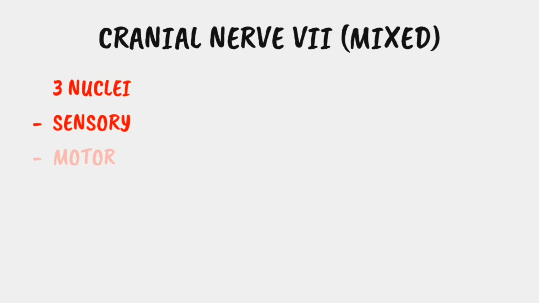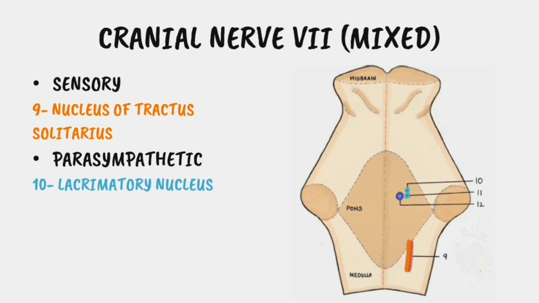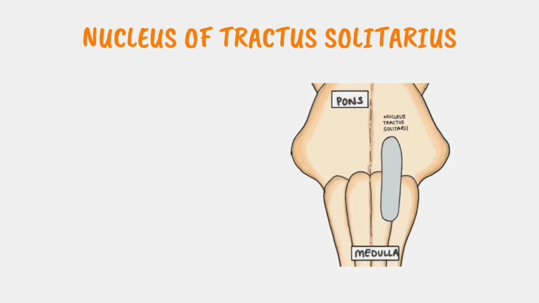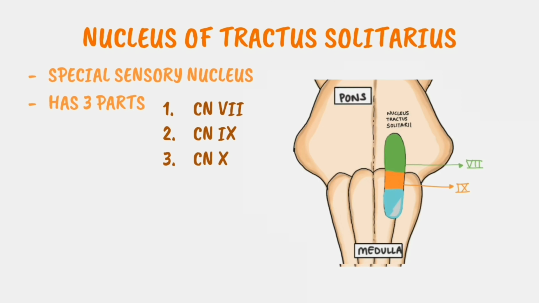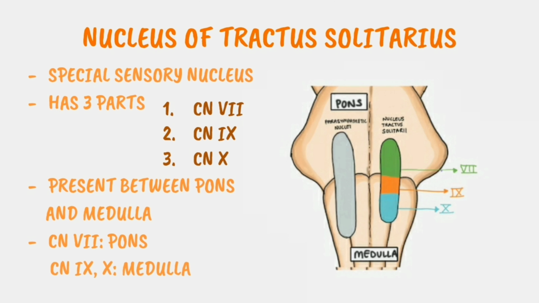Cranial nerve 7 has 3 nuclei, 1 sensory, 1 motor, and 1 parasympathetic. Sensory nucleus is the nucleus of tractus solitarius. Parasympathetic nucleus consists of lacrimatory and superior salivatory nucleus and the motor nucleus. Nucleus of tractus solitarius is the special sensory nucleus and has 3 parts, one each for cranial nerve 7, 9, and 10. Note that the nucleus of tractus solitarius is present between pons and medulla. So cranial nerve 7, which originates from pons, and cranial nerve 9 and 10 originates from medulla oblongata, as seen earlier.